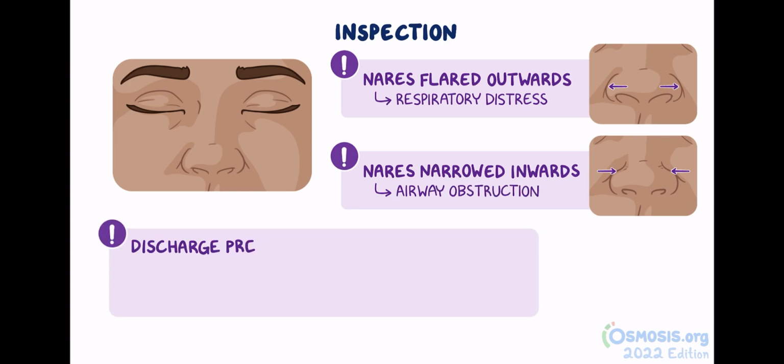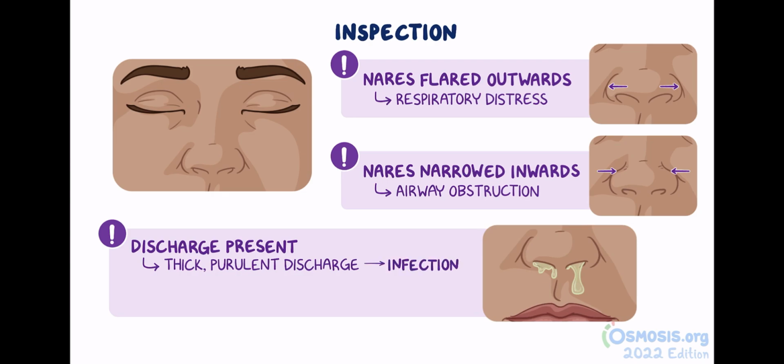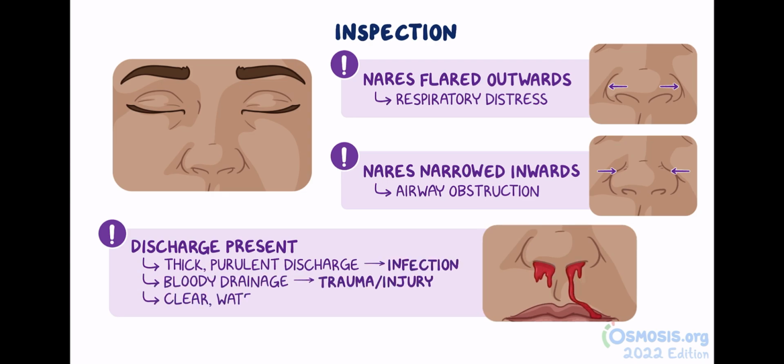No discharge should be present. Thick or purulent nasal discharge may occur with an infection. Bloody drainage is typically related to trauma or injury, and clear, watery discharge might be related to allergies.